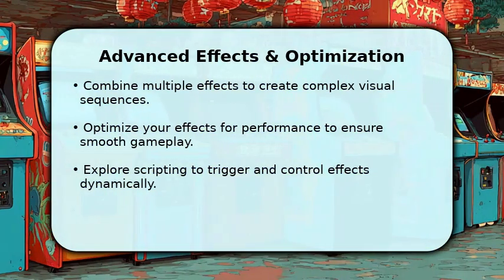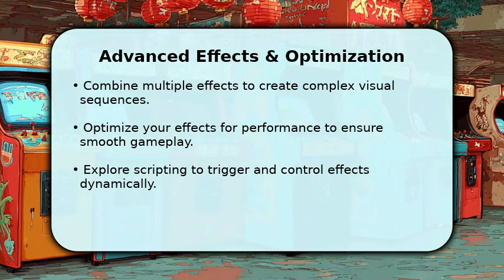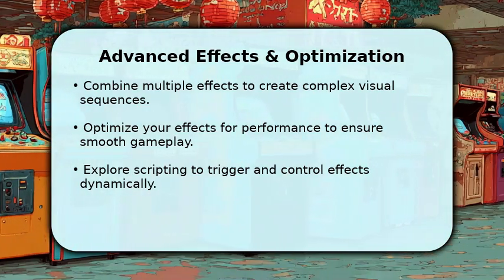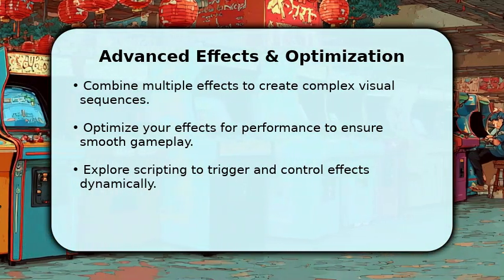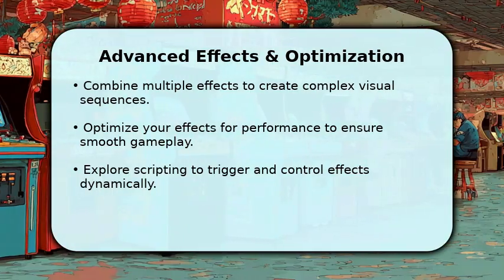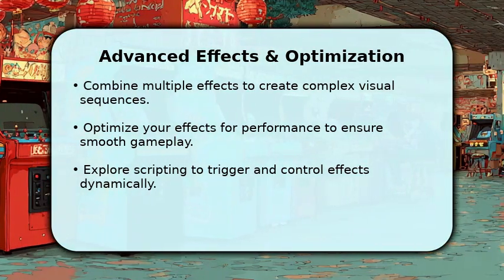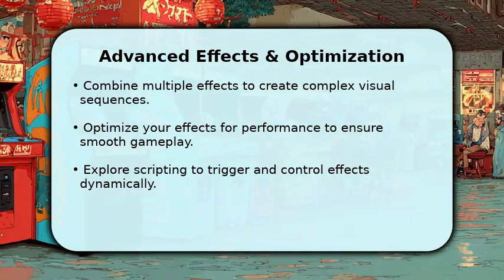Finally, let's look at advanced techniques and optimization. Combine several effects like a particle emitter and a beam to craft intricate visual sequences, such as a magical spell with a glowing projectile. Always consider performance.